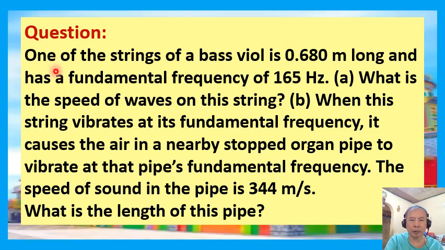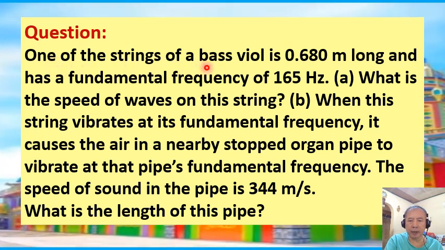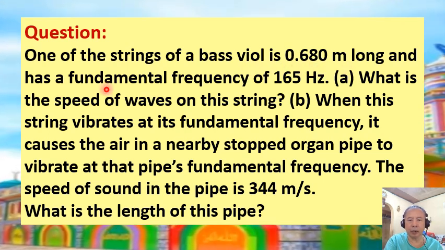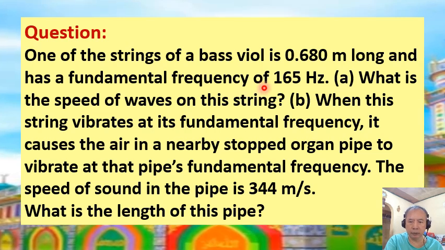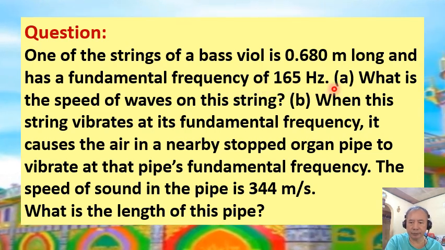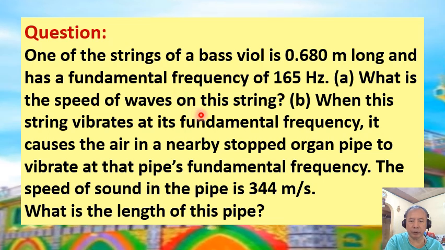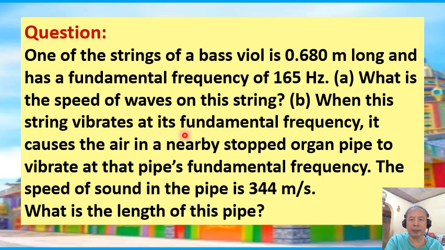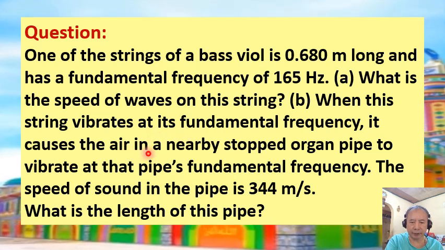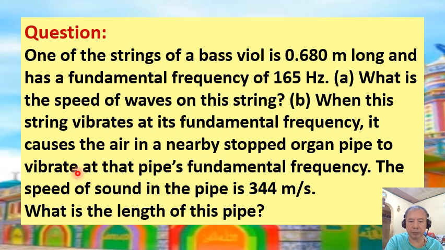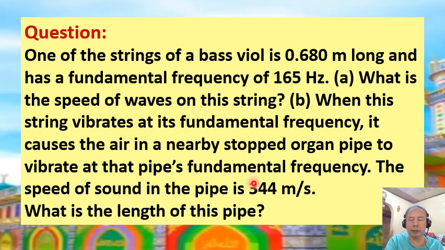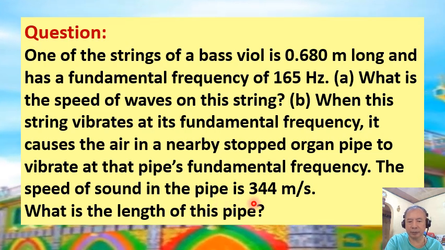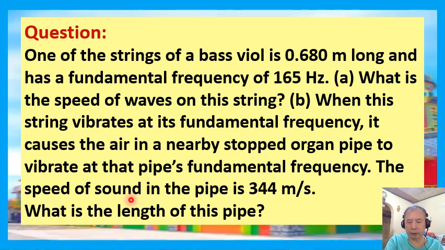The question is, one of the strings of a bass viol is 0.680 meter long and has a fundamental frequency of 165 Hz. Letter A. What is the speed of waves on this string? Letter B. When this string vibrates at its fundamental frequency, it causes the air in a nearby stop organ pipe to vibrate at that pipe's fundamental frequency. The speed of sound in the pipe is 344 meters per second. What is the length of this pipe?